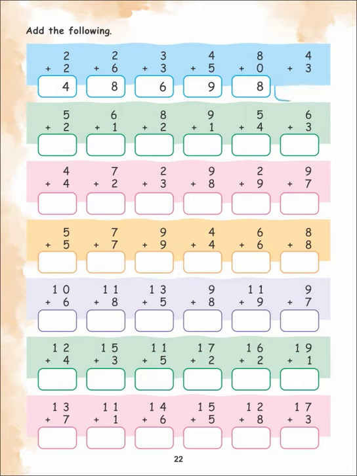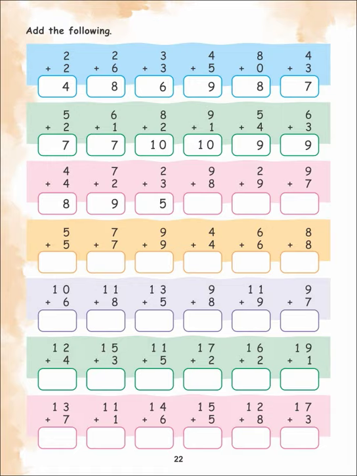4 plus 3, 7. 5 plus 2, 7. 6 plus 1, 7. 8 plus 2, 10. 9 plus 1, 10. 5 plus 4, 9. 6 plus 3, 9. 4 plus 4, 8. 7 plus 2, 9. 2 plus 3, 5.